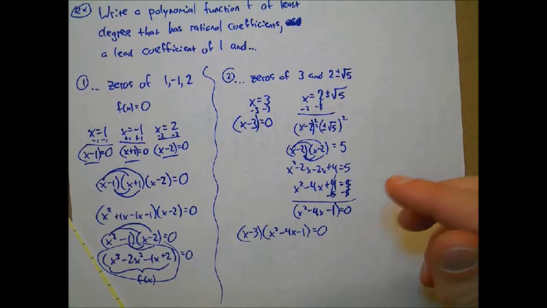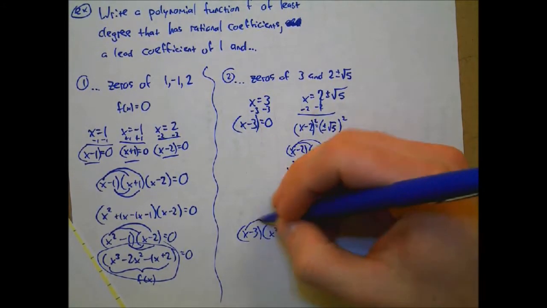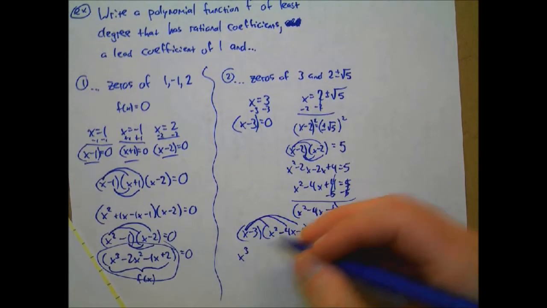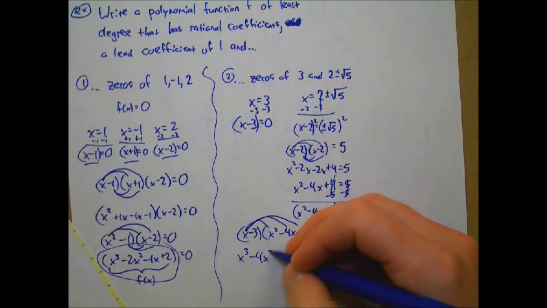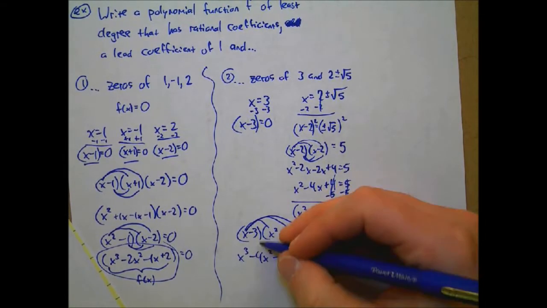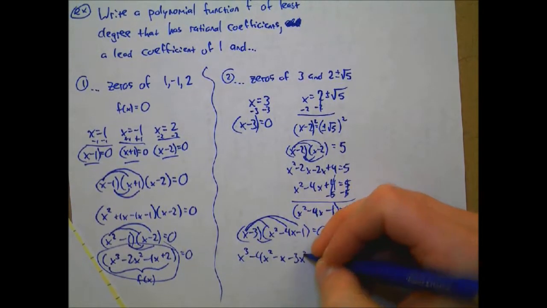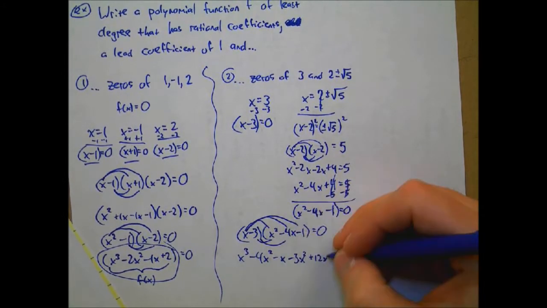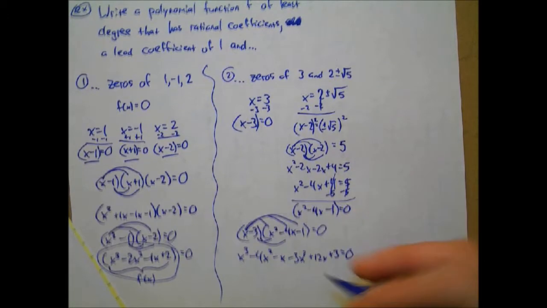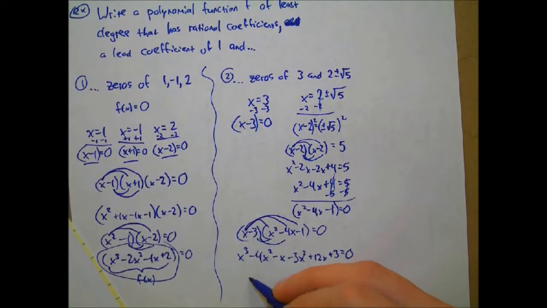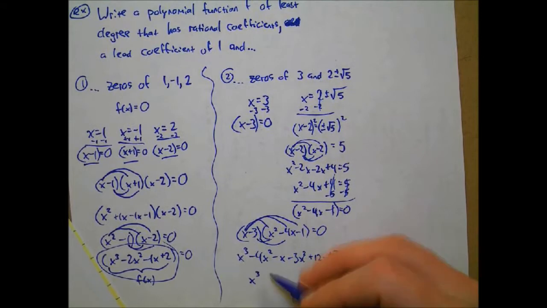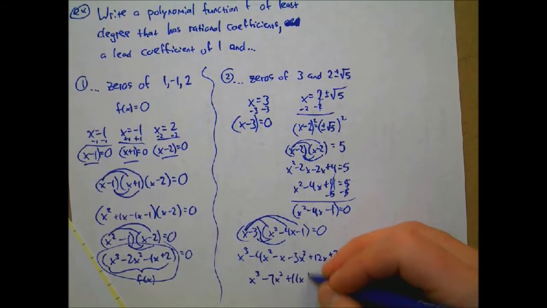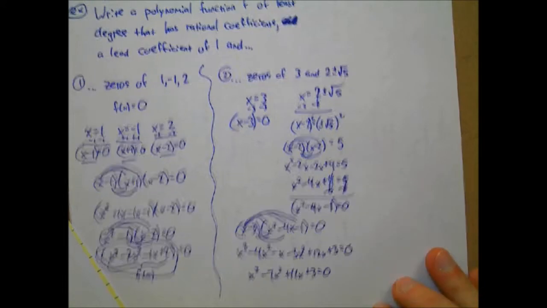So it'll be x times x squared, x times minus 4x, and x times minus 1. So x to the third minus 4x squared minus x, and then minus 3x squared, and then minus 3 times negative 4 plus 12x, and then minus 3 times negative 1 plus 3. We'll just combine any like terms. So I've got the x to the third, minus 4x squared and minus 3x squared minus 7x squared, and then plus. There we go.